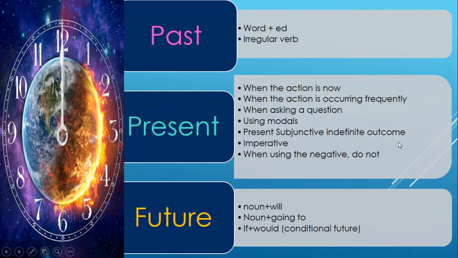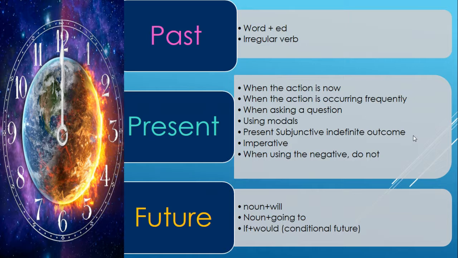When you have an indefinite outcome, in other words, you're saying in the future, I will write a term paper. It's in the future. I will write a term paper. So it's an indefinite outcome. Or I may cook dinner tonight. You don't say I might cooked dinner tonight. No, I might cook dinner tonight, present tense.